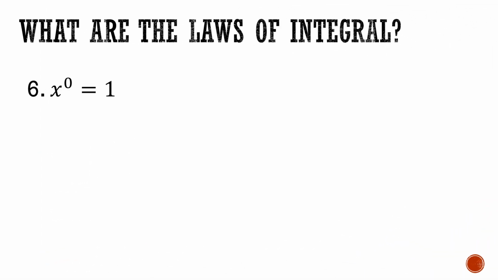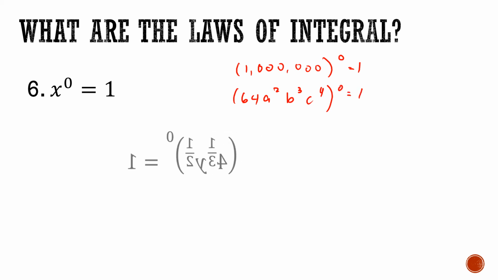Number 6. x raised to 0 is equal to 1. Always remember, all variables, all numbers, all expressions raised by 0 will be equal to 1. Example, 1 million raised to 0 is equal to 1. 64a squared b cubed c to the fourth raised to 0 is equal to 1. Applying it in rational exponents, we have 4 raised to 1/3 times y raised to 1/2, all raised to 0, is equal to 1.